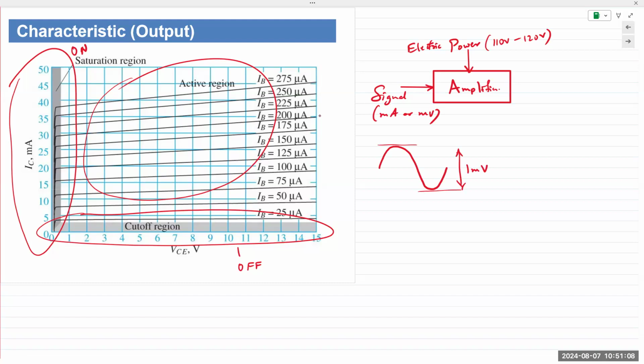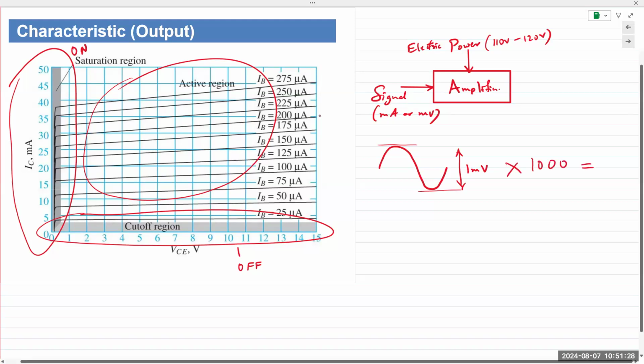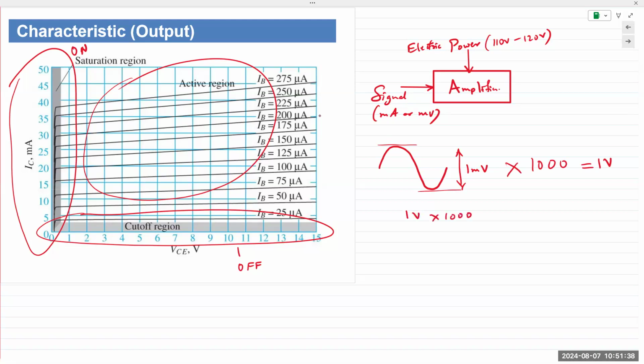So let's say your device, amplifier, whatever you have, the amplification factor is 1000. So you would expect, if you apply 1 millivolt, you should expect 1 volt at the output, right? 1 millivolt times 1000 should give you 1 volt. What if you apply 1 volt? Would you get 1000 volts? No. Where is the energy coming from?